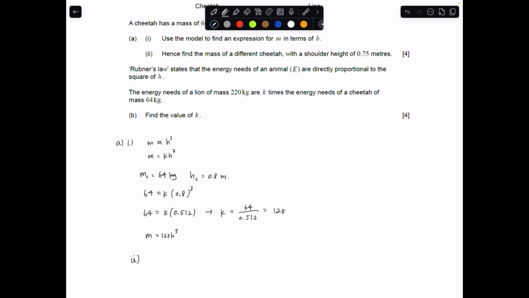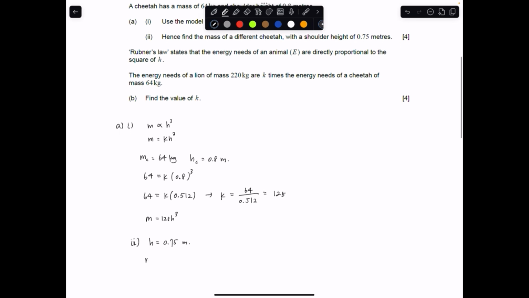And so now that we have our expression, we just have to substitute our h into this formula. So h is 0.75 meters. And so our mass would be 125 times 0.75 cubed. And that should give us about 52.7 kilograms. So this one's pretty straightforward.